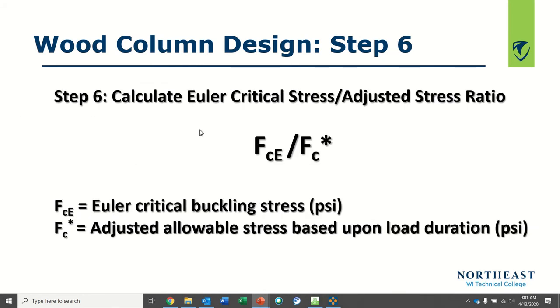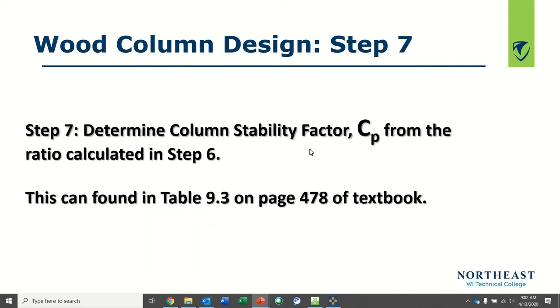Then from that, calculate the critical stress divided by the adjusted stress ratio. This is my critical Euler stress divided by my adjusted allowable stress based on load duration. That's a factor. Then determine the column stability factor, CP, from the ratio calculated from step 6. This can be found on page 9.3 of your textbook, and I can show you an example of that.